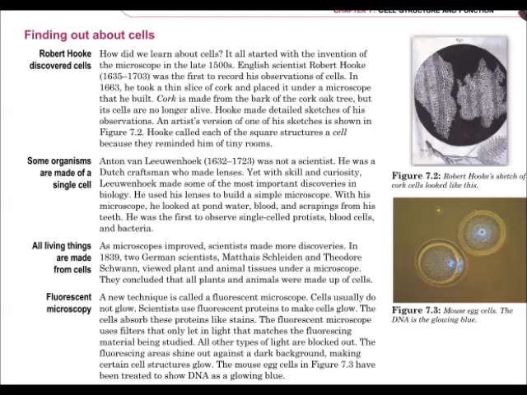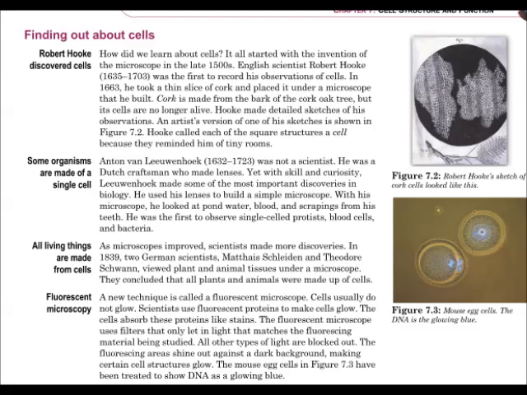All other types of light are blocked out. The fluorescing areas shine out against the area of dark background, making certain cell structures glow. The mouse eggs in Figure 7.3 have been treated to show DNA as a glowing blue.